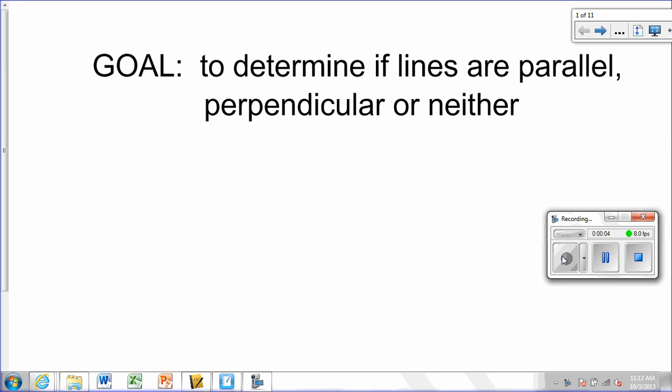Hi everyone. Today's lesson is to determine if lines are parallel, perpendicular, or neither. Just a quick review.